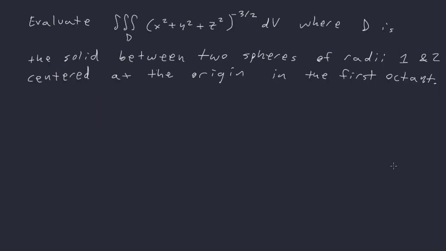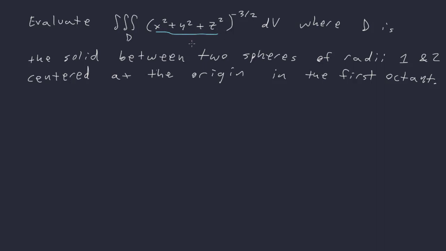So let's take a look at this example here. Let's evaluate the triple integral over D of (x squared plus y squared plus z squared) to the negative 3/2 dV, where D is the solid between two spheres of radii 1 and 2 centered at the origin in the first octant.